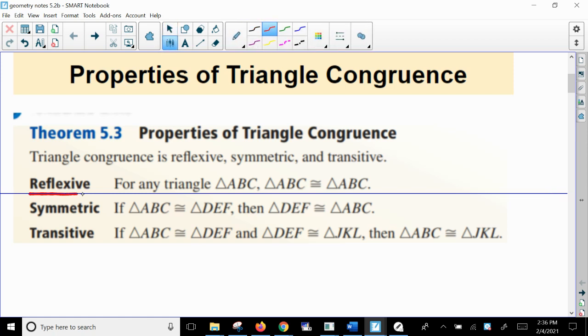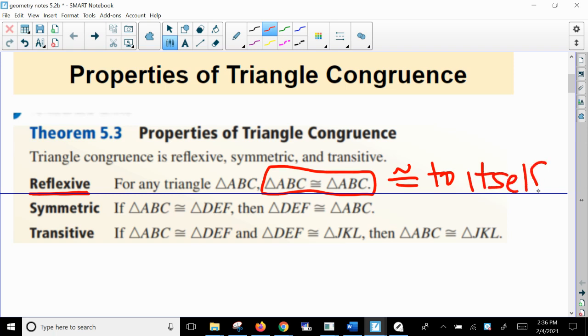Start with reflexive property. This one is usually the easiest one. Reflexive property, it says for any triangle ABC, triangle ABC is congruent to ABC. And what is this exactly doing? It's saying that anything is congruent to itself. And it didn't have to be just triangles. It could be angles. Angle B is congruent to angle B. It could be segments. Segment SR is congruent to SR.